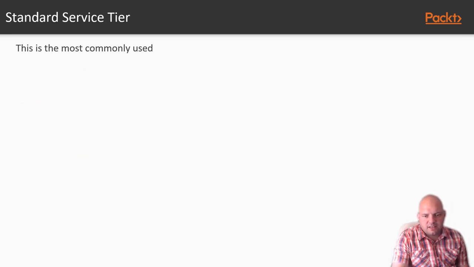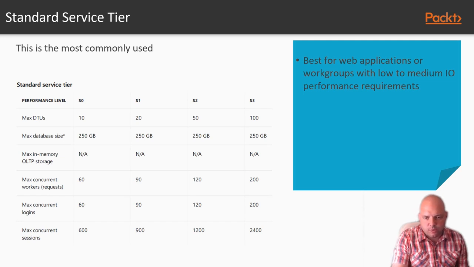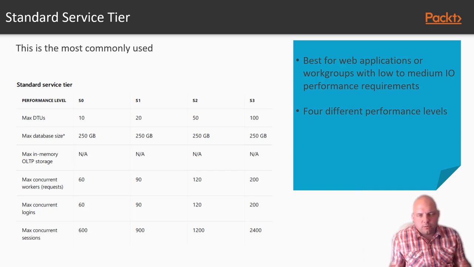The standard tier is the most commonly used service tier across the Azure stack, and it's commonly used for things such as web applications and workgroup applications. Unlike the basic service tier, it has 4 performance levels: S0, S1, S2, and S3. In terms of database size, the limit is the same across the 4 levels. S0, S1, S2, S3 all have a maximum database size of 250 gig, but they differ in terms of the DTUs and cost.